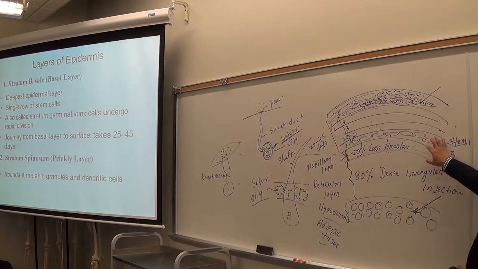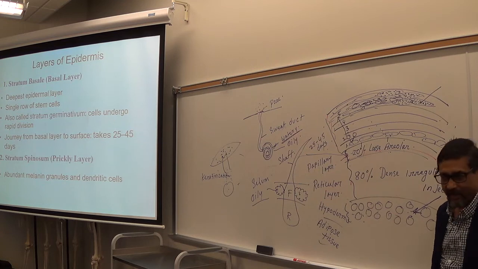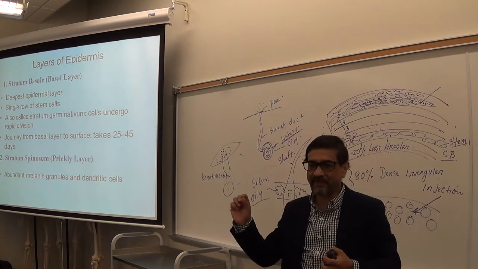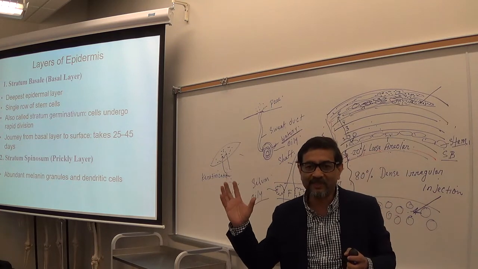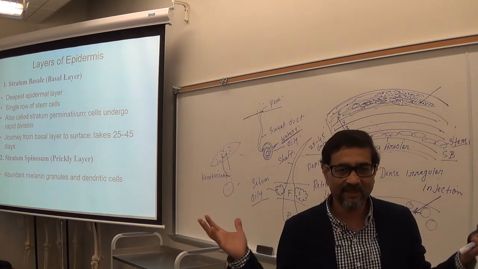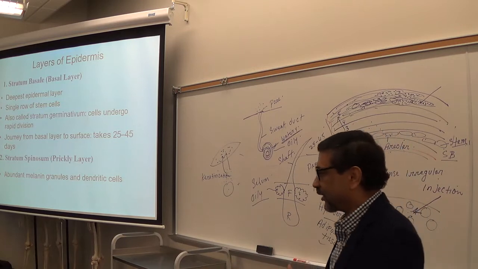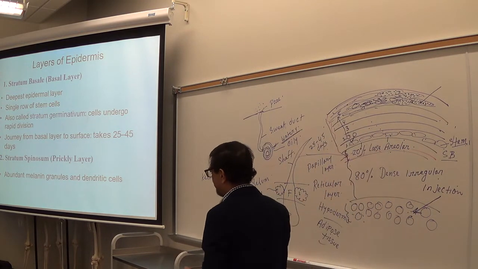That's why this stem cell layer, or stratum basale, is also called stratum germinativum. The term germinal cell means what? Those cells can produce new cells. Stem cells. Another name of a stem cell is germinal cell.